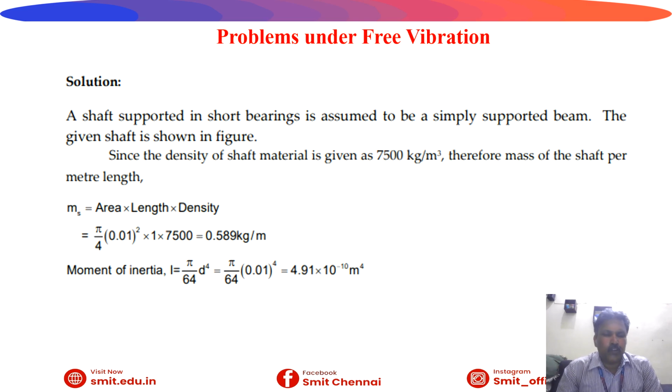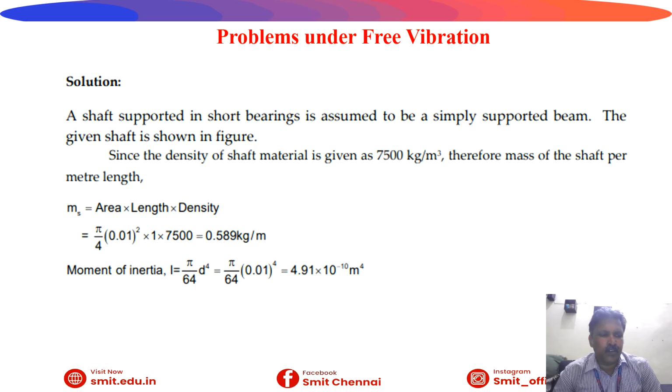Then going on to the solution. First you must know that a shaft supported in short bearings is assumed to be a simply supported beam. We have to make an assumption. It is clearly given in the problem: supported in short bearings. So we have to take it as an SSB, that is a simply supported beam. The given shaft is already shown in the figure, which we have already seen in the previous slide. Density is given as 7500 kg per meter cube.